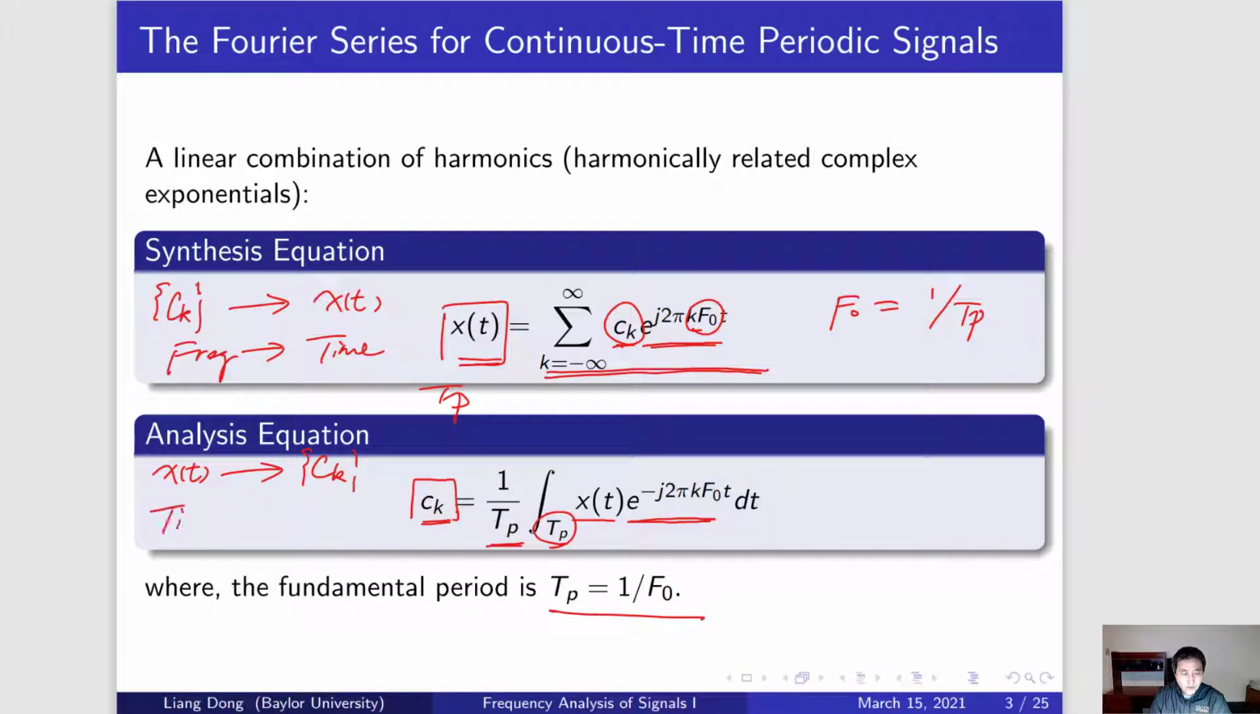So the analysis equation transforms a signal in the time domain to a signal in the frequency domain. And in this case, my frequency domain signal is discretized as c sub k, those discrete values on the integer multiples of f zero. So these are the c sub k's. Okay.